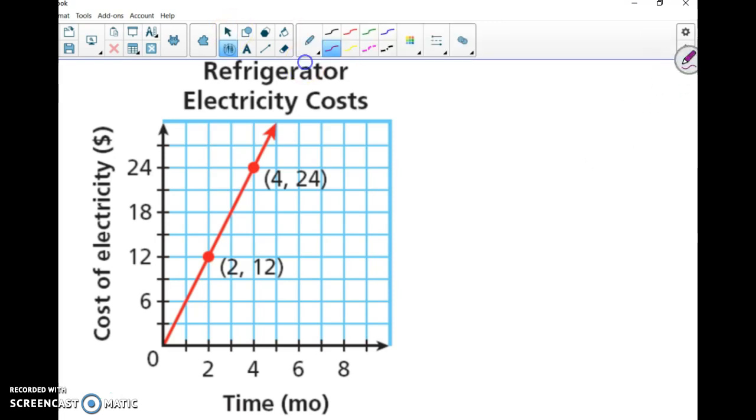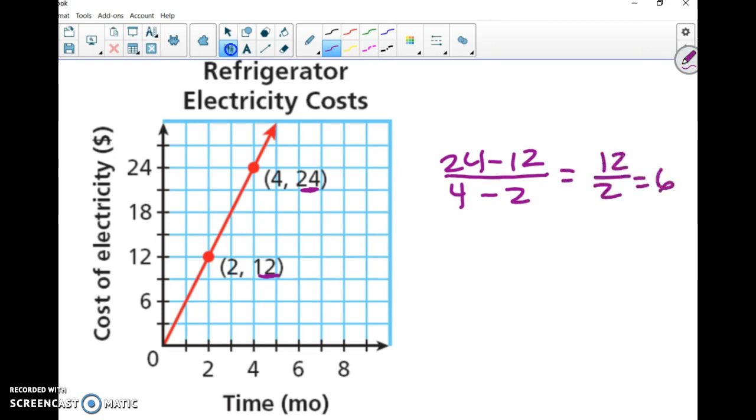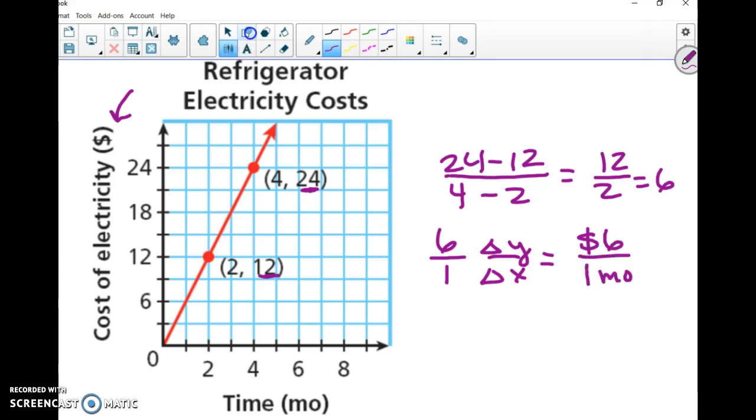So when we find this slope, I'm going to take my first value 24, second y value 12, and I've got my x values 4 minus 2. Let's simplify that. 12 over 2 is equal to 6. Well, 6 what? Because it's 6 over 1. This is the change in y over the change in x. We can say that it is changing. The y value represents the cost, $6 per time being 1 month. $6 per month, and that's what the slope is representing.